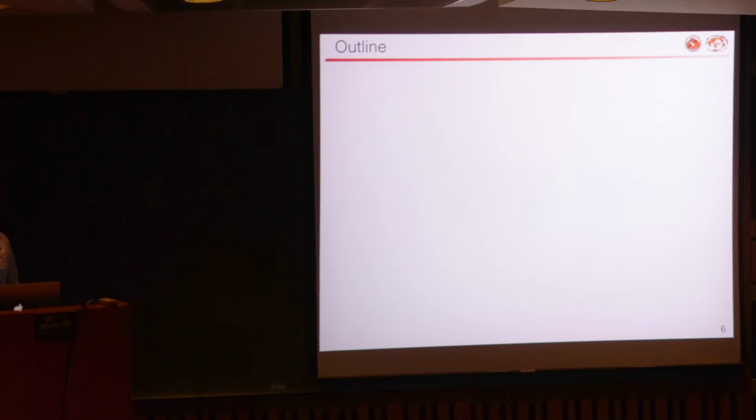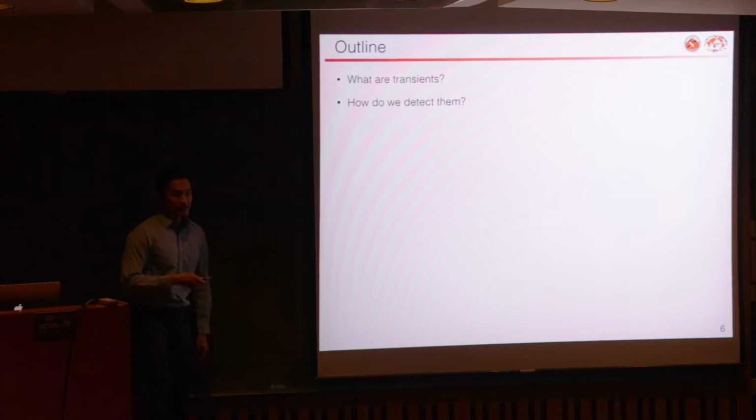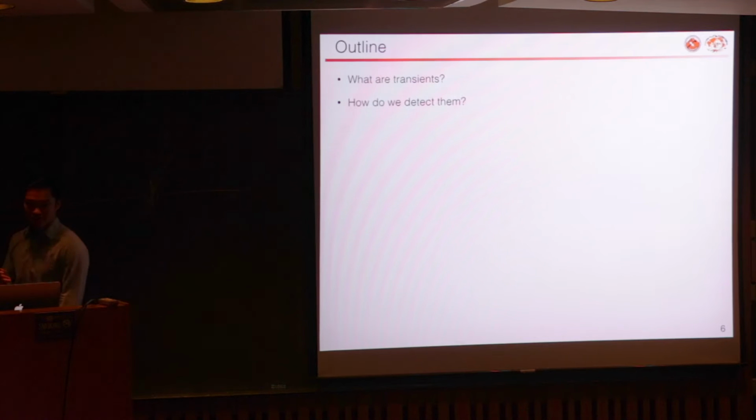So the outline of my talk will be, first we have to define what are transients. I used the word transient several times. How do we detect them? If you're going to hunt for treasure, you kind of want to know what the treasure is that you're looking for.